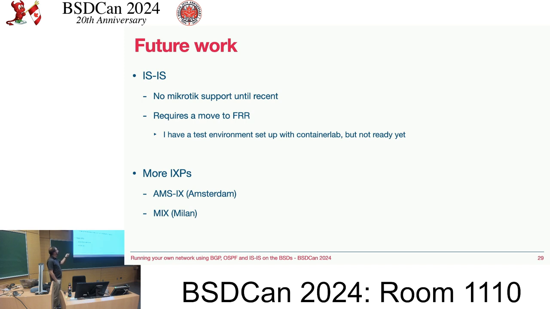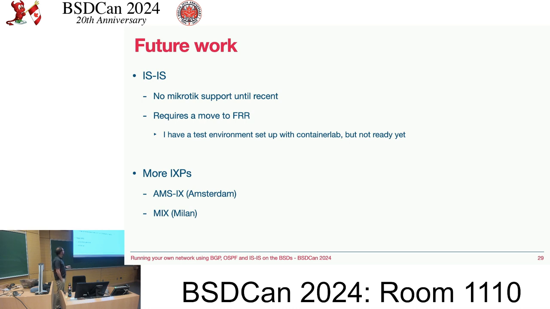But that would require a move to FRR everywhere, because BIRD does not support IS-IS. It's not even in the works, not on their agenda. They want to get BIRD 3 done before they look at anything new. I have a test environment set up with Containerlab where I run FRR with a full IS-IS topology, and I'm testing it.